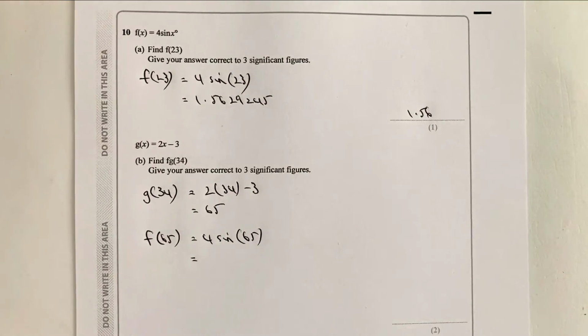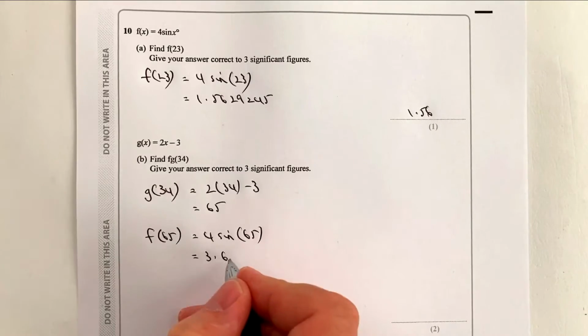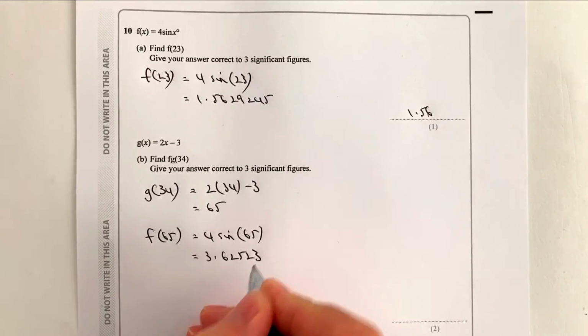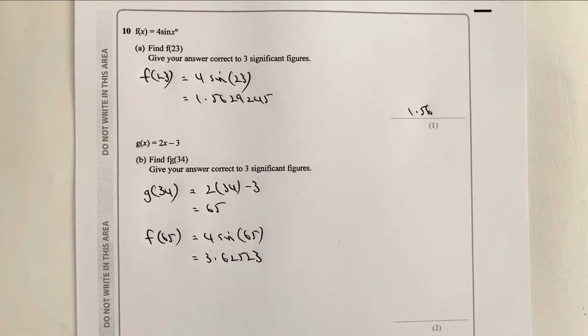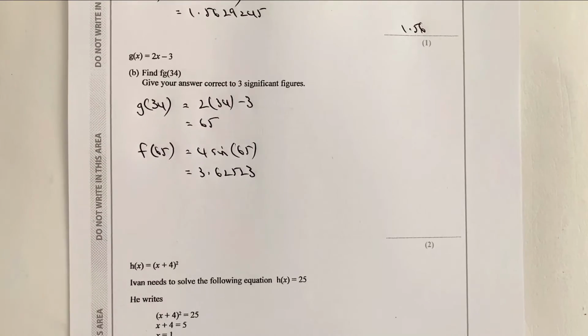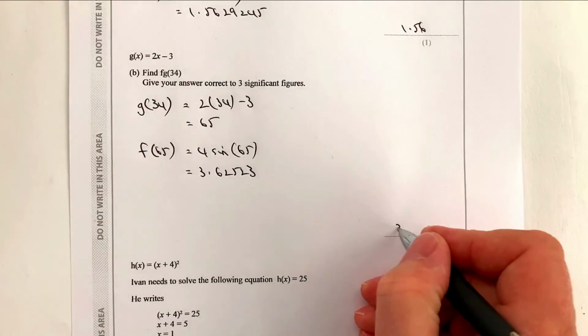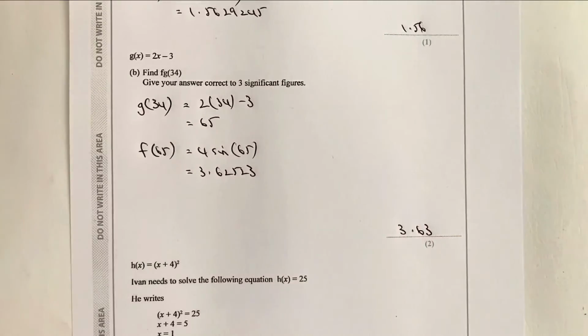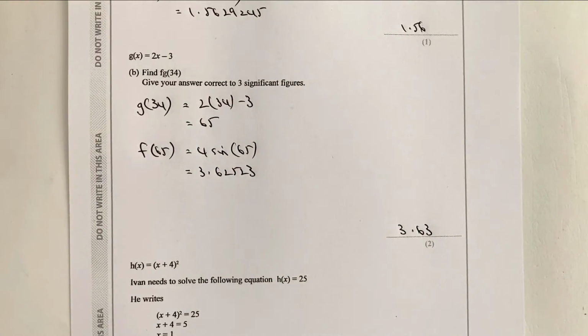Okay, put that into a calculator, you're going to get 3.62523. So to 3 significant figures, well, the third significant figure is 2. It's going to change to a 3. So basically, I would end up with 3.63, and that would be the answer to that particular question.